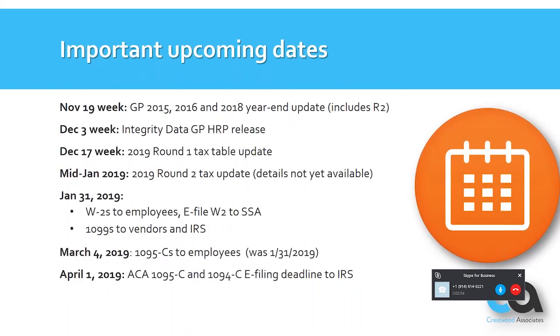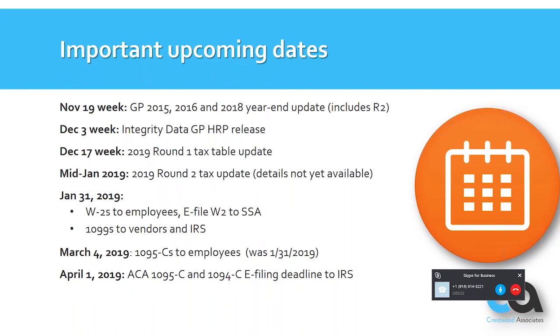And then the next slide, we just referenced some important dates to keep in mind. Some of these, of course, have already passed, but all the updates have been released. The year-end update has been released. There have also been some third-party products. Integrity Data had their HR release as well the week of December 3rd. And they're already starting to release some of the 2019 tax updates.